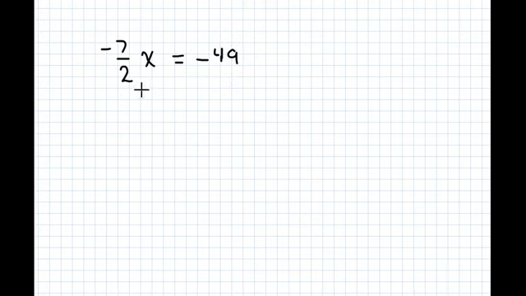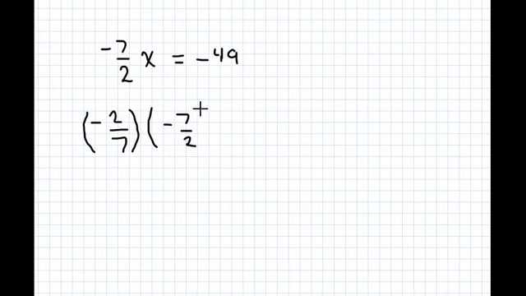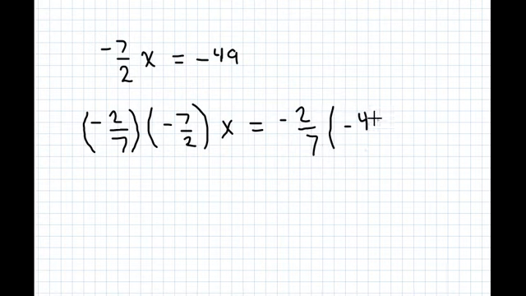Okay, so this is similar to the last problem that we just did. What I'm going to do here is go ahead and multiply both sides by negative 2/7. And I'm going to put parentheses around this because we're dealing with this negative sign. Negative 7 halves x is equal to negative 2/7 times negative 49. So we've got all these negatives we're dealing with here.